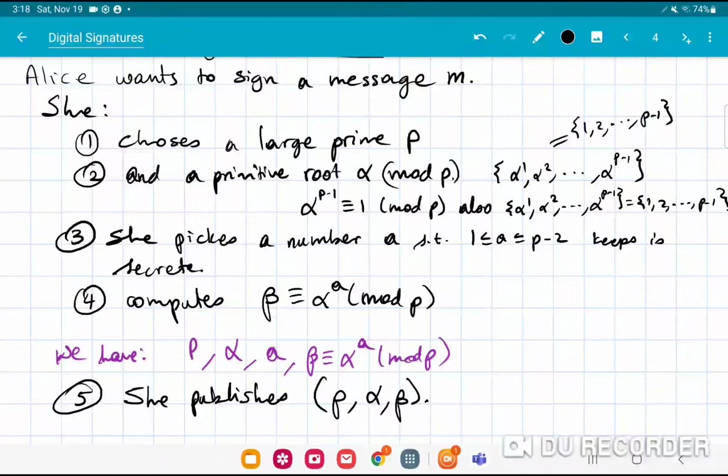These are public, so anyone can see them. Eve can see them, or Bob can see them. Bob will download these to verify the signature. The only thing private is the number a. So P, alpha, and beta are public, and a is private, so this is secret.